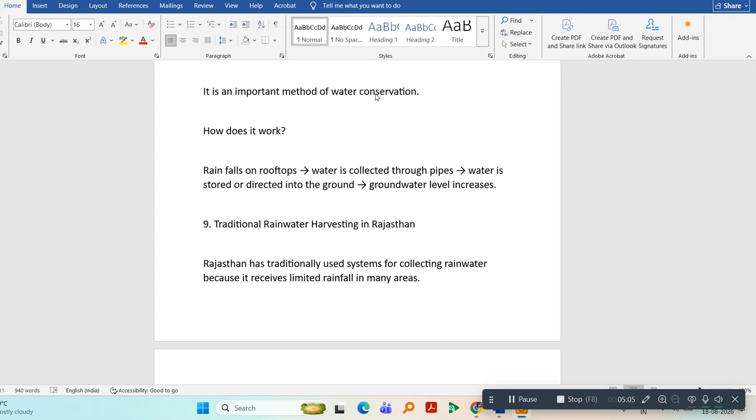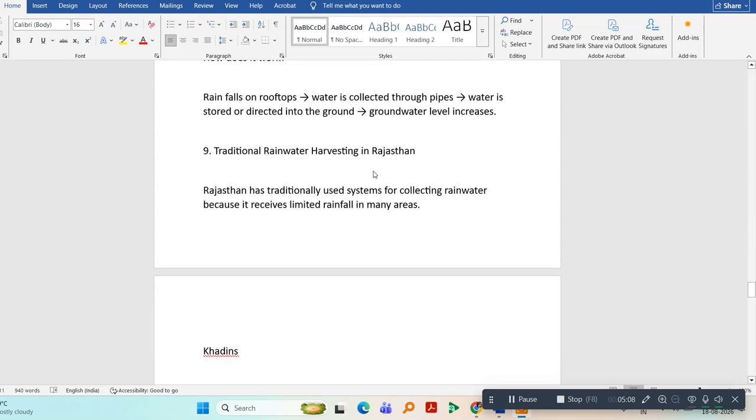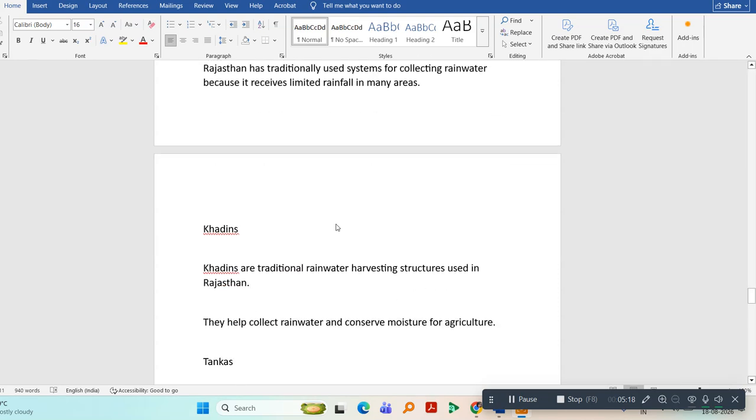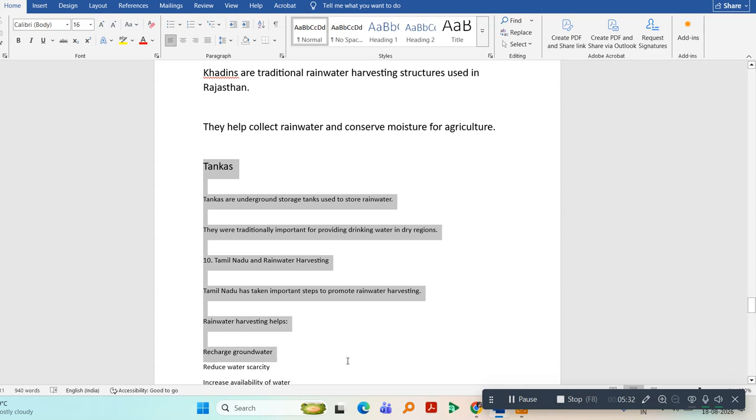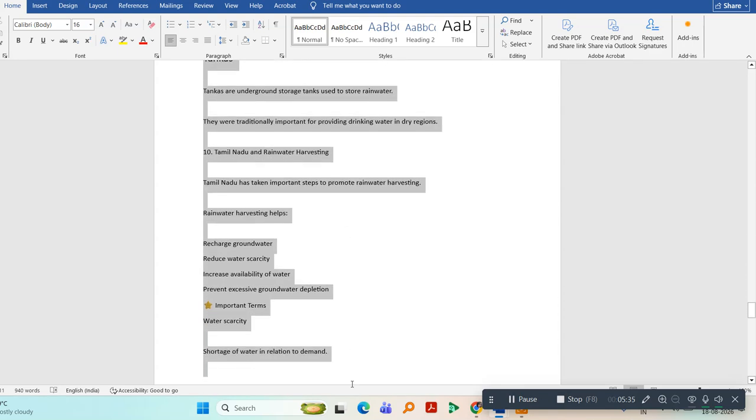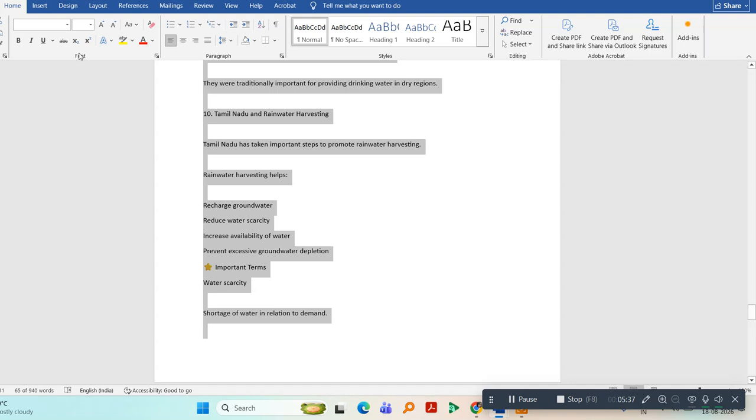Now let's talk about traditional rainwater harvesting in Rajasthan. Rajasthan has traditionally used systems for collecting rainwater because it receives limited rainfall in many areas. Let's talk about khadins. Khadins are traditional rainwater harvesting structures used in Rajasthan. They help to collect rainwater and conserve it for agriculture. For example, tankas are underground storage tanks used to store rainwater. They were traditionally important for providing drinking water in many regions.